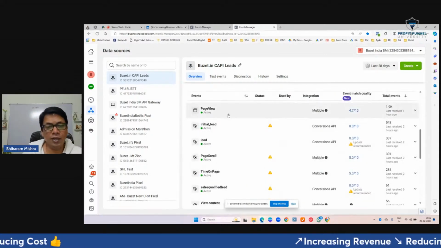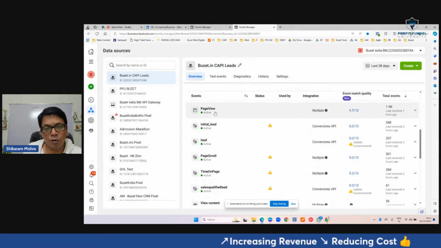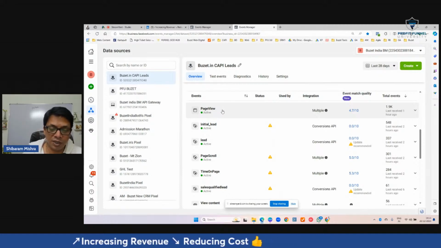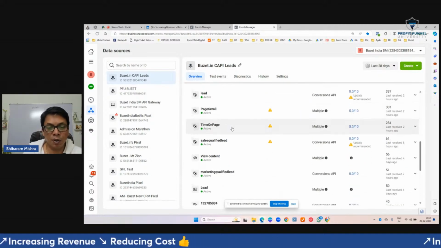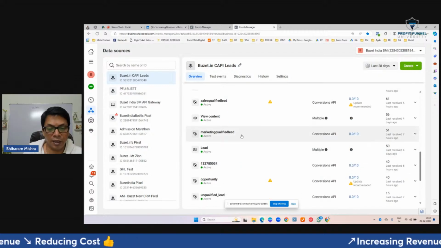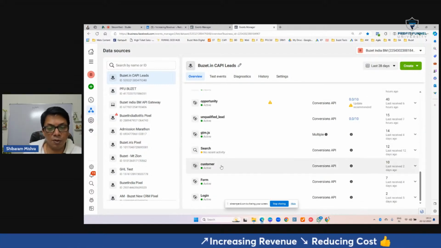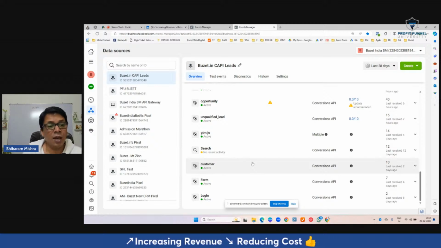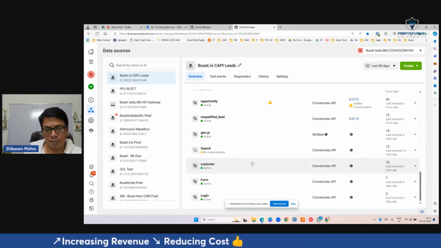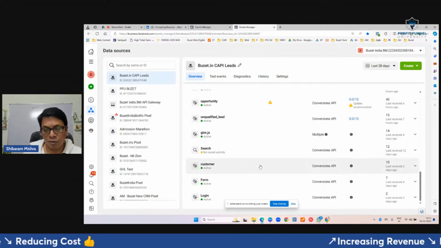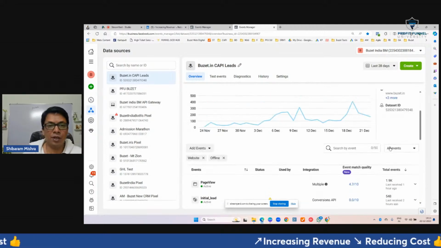Now if you see, each of these events has a different intention. People who have come as page view visitors are just visitors. But people who are sales qualified, people who are marketing qualified, people who are in an opportunity stage, people who are in a customer stage, I want more people like them. Okay, I want more and more people who are like them. So this data is constantly being captured here.